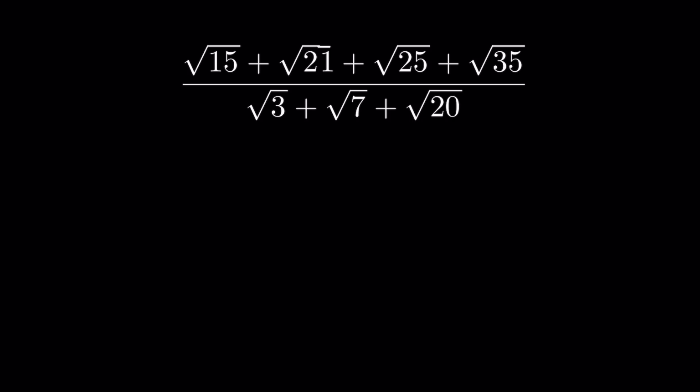Square root of 15 plus square root of 21 plus square root of 25 plus square root of 35, upon square root of 3 plus square root of 7 plus square root of 20. How do we simplify it without using a calculator?